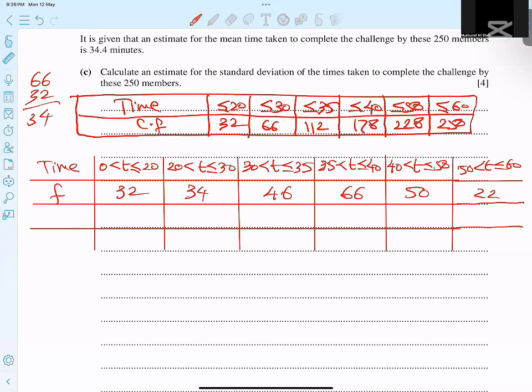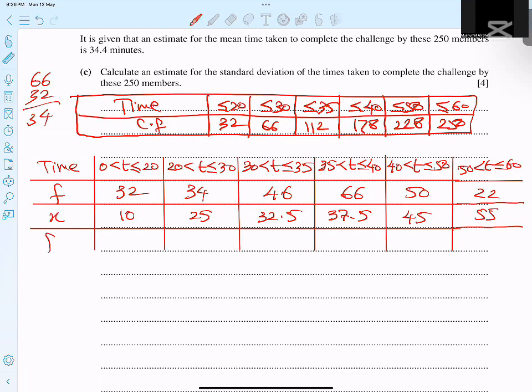Reverse process of CF. Now X is called mid-class. How to get a mid-class? Add them, divide by 2. So 0 plus 20 divided by 2, I got a 10. This and this add, I got a 25 average. This plus this divided by 2, I got 32.5. And here I got 35 plus 40, so 37.5. Here average is 45. Here average 55, sorry.